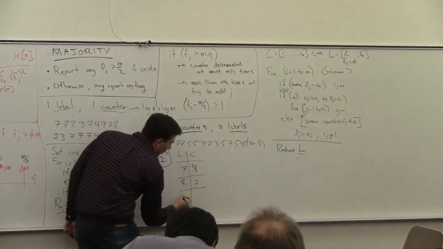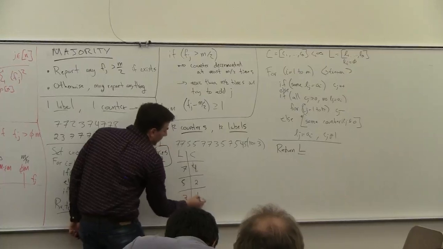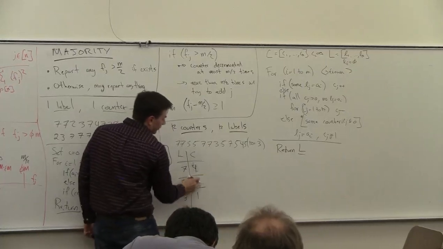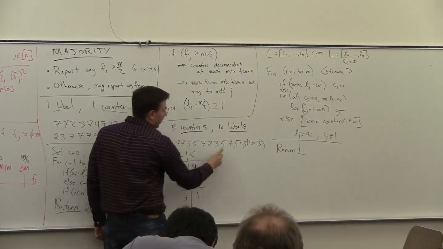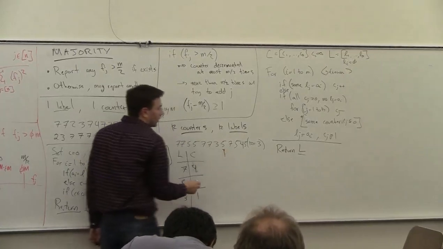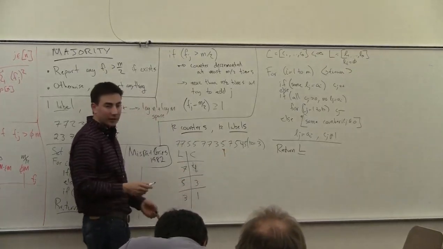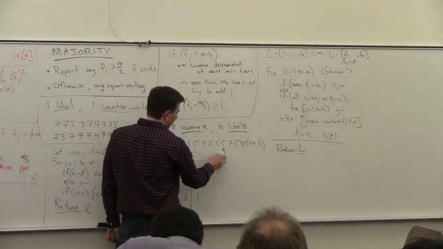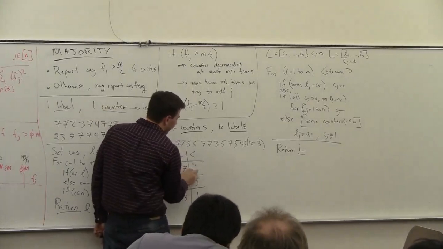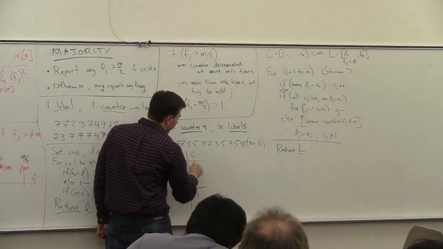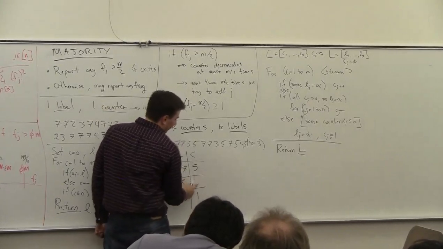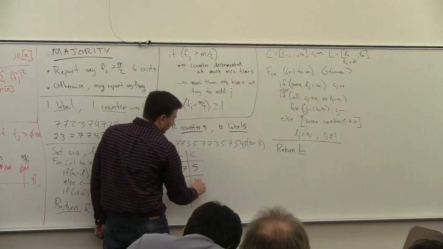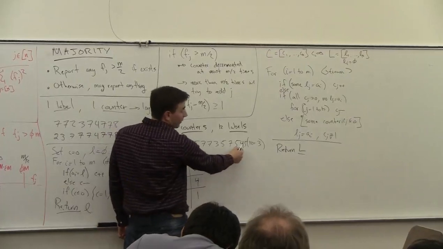We see a 3. We have an extra counter, so we include this. Up to this point, we have these counts exactly. We're doing great, we haven't lost any information. Then we see 7, increase this counter to 5. See 5, increase this to 4. Now we see this 4.